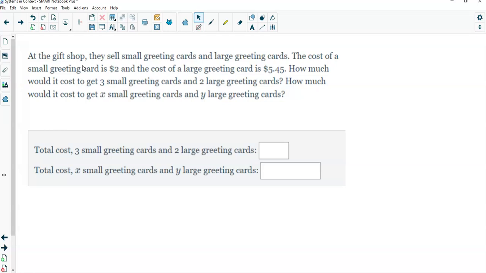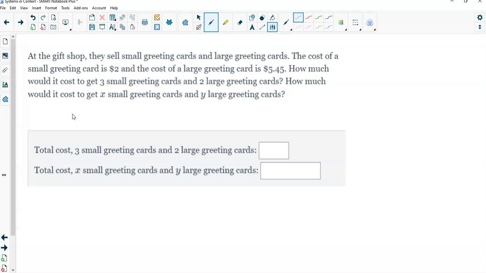Here is one. At the gift shop, they sell small greeting cards and large greeting cards. The cost of a small greeting card is $2 and the cost of a large greeting card is $5.45. How much would it cost to get 3 small greeting cards and 2 large greeting cards? And then the second question is how much would it cost to get X small greeting cards and Y large greeting cards? So basically, it's giving you the cost of a small greeting card, so we could make a little equation here and solve it.